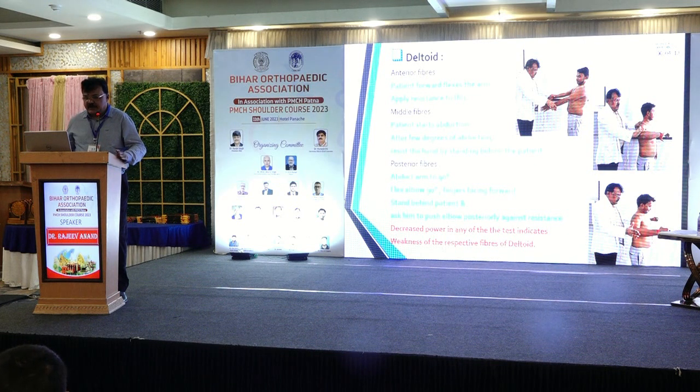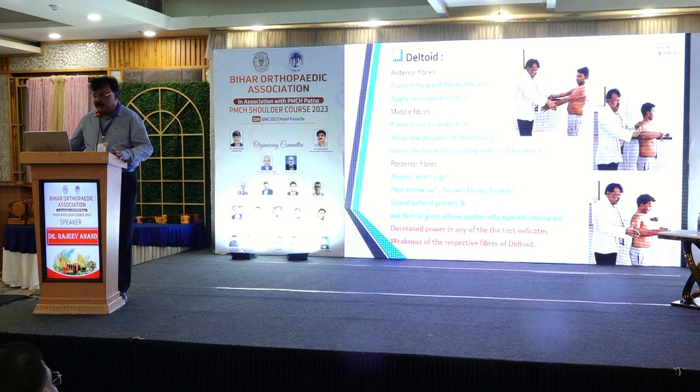For the posterior fibers, abduct the arm to 90 degrees, flex elbow 90 degrees, fingers facing forward, and stand behind the patient and ask him to push elbow posteriorly. So we have to stand posteriorly behind the patient and ask the patient to push the elbow posteriorly against resistance. Any decrease in power, if you get it on one side, in any of the tests, indicates weakness of the respective fibers of the deltoid.